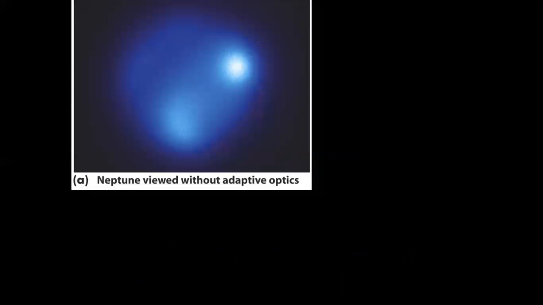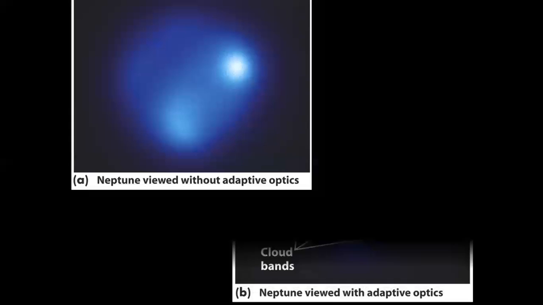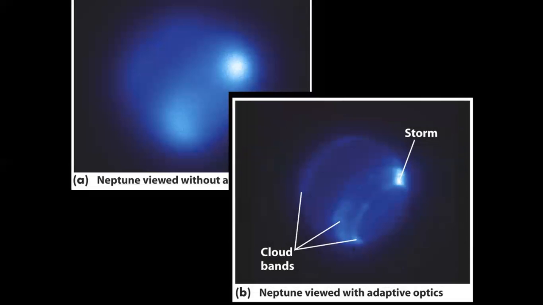This is a picture taken by a telescope of Neptune, viewed without adaptive optics. You can modify the optics of telescopes by using filters and other things. This is a picture taken without using adaptive optics. Then here we put in some adaptive optics, and we can even observe these cloud bands and storms. This is a picture taken from a telescope that's on Earth. So you can see more detail about the planet.